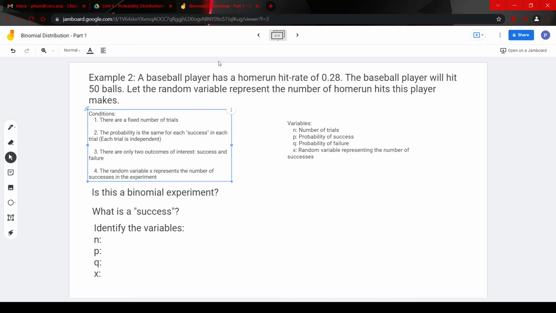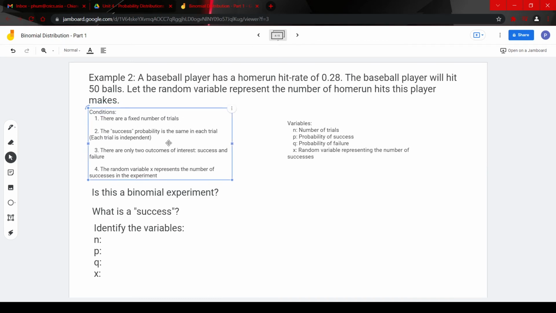And here, if you want, I'll let you pause the video and try to figure this out yourself. All right, so regardless of whether or not you pause the video, I'll go through this example.